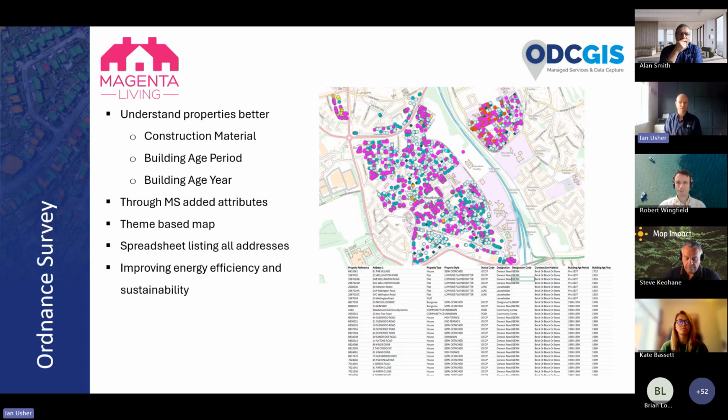We also provided a detailed spreadsheet that listed all the properties with their specific construction material and age. This information allowed Magenta to identify hard to heat homes, which is something Robert touched on in his presentation, and proactively allows them to prioritise retrofitting projects. By targeting improvements like new insulation or upgraded heating systems, they've been able to reduce carbon emissions, lower energy bills for residents, and comply with sustainability regulations as well.